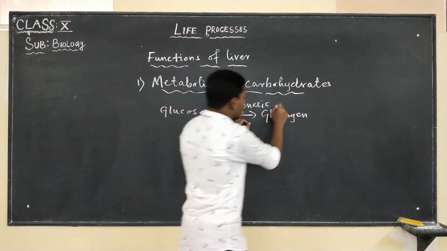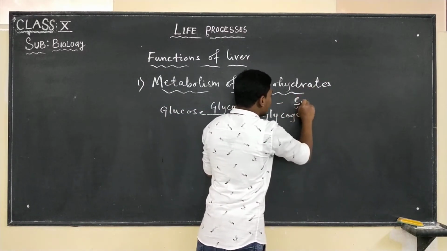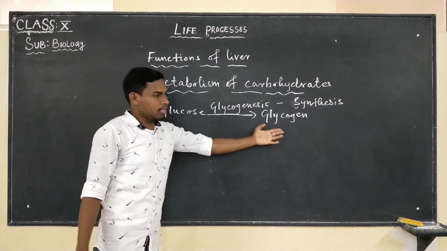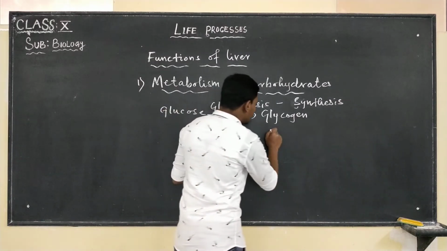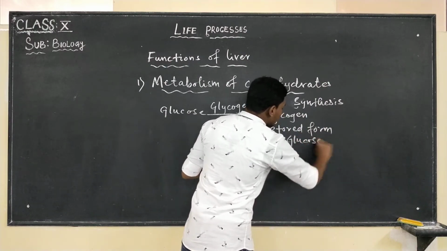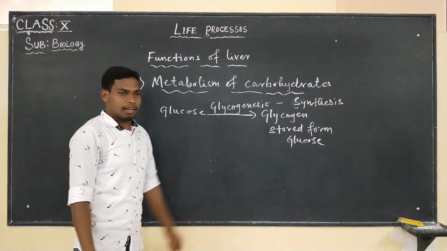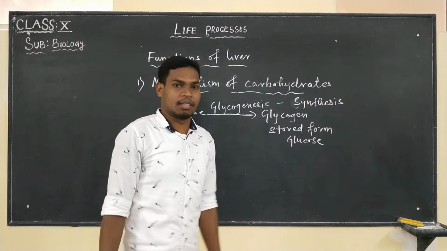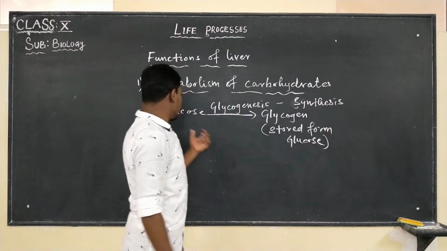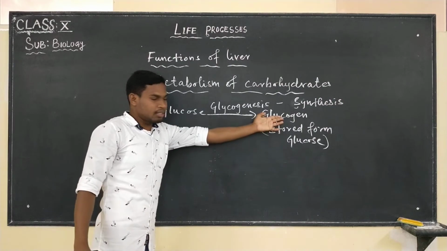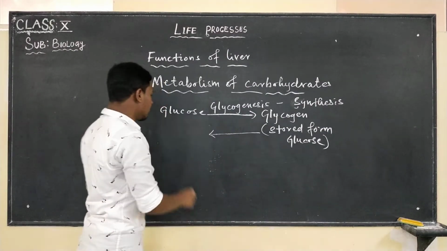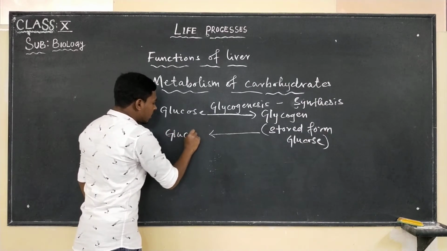Genesis normally means synthesis. So extra glucose in our diet is going to be converted into glycogen, the stored form of glucose. If in our diet there is less sugar, then this stored form of glucose is again going to be broken down into glucose, and thereby this glucose gives us energy.